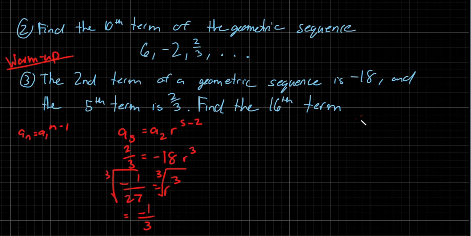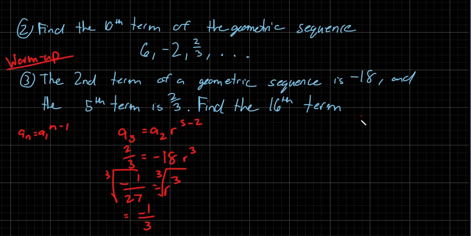I change the a of n to a of 5. That means that 5 has to go where the n is. The a of 1, I'm just going to change to a of 2 because that's the other term that they gave me. So a of 2 now changes to 2. Then I plug in my numbers.